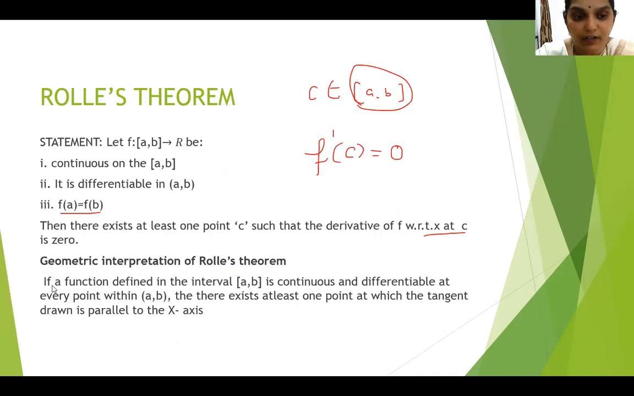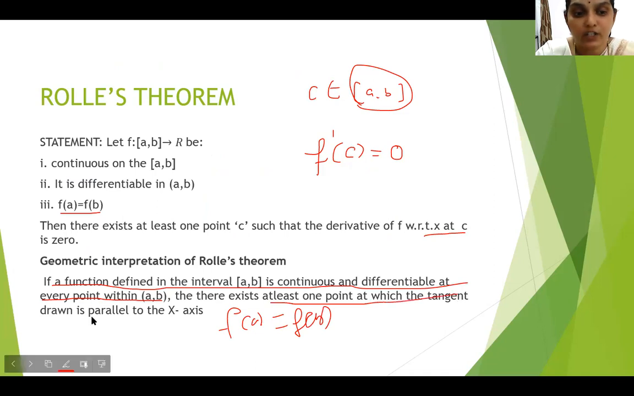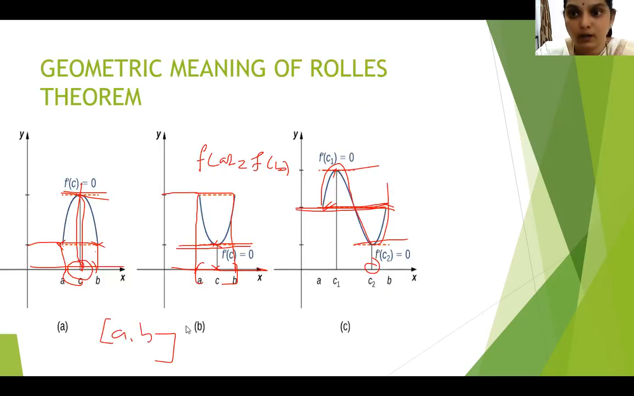If a function defined in the closed interval AB is continuous and differentiable in the interval A to B, then in case f of A is equal to f of B, there exists at least one point at which the tangent drawn is parallel to the x-axis. It is more clear from these figures. I hope you have understood.